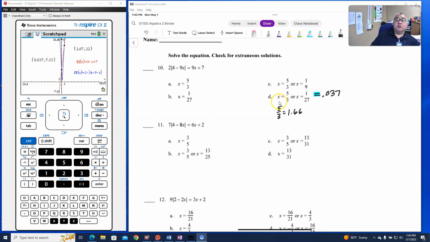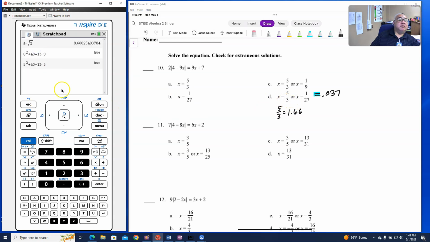So your answer will be D, but remember we got to check for erroneous answers. So I'm going to go ahead and go to the calculate part. So we have 2, and then we have the absolute value, and we have 4 minus 9 times 5 divided by 3. And then we got to check if it equals 9 times 5 divided by 3 plus 7. That's true.